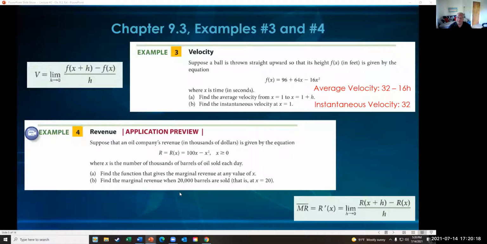And you'll get your instantaneous velocity that way. But as you can see, once again, it's an application of the derivative, which is this limit formula with f of x and f of x plus h in it. Let's look at example 4.